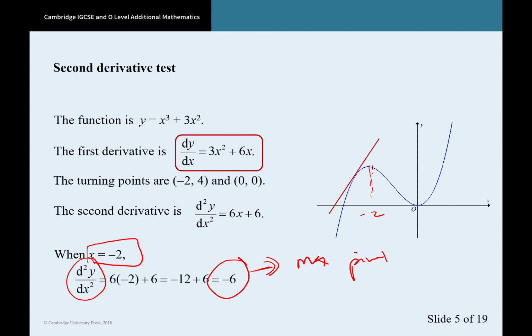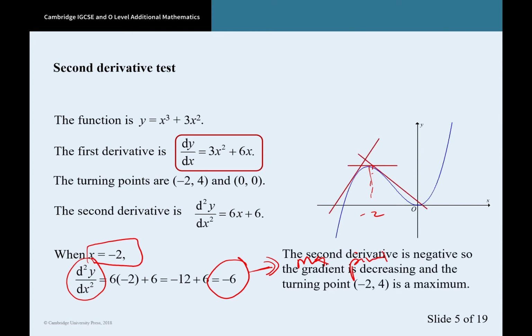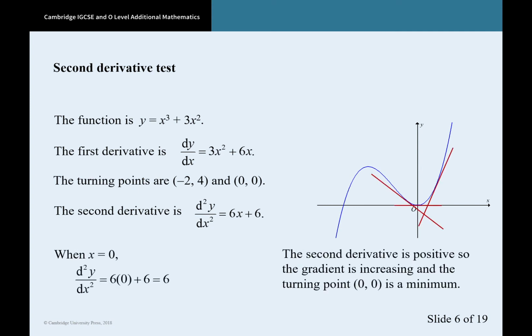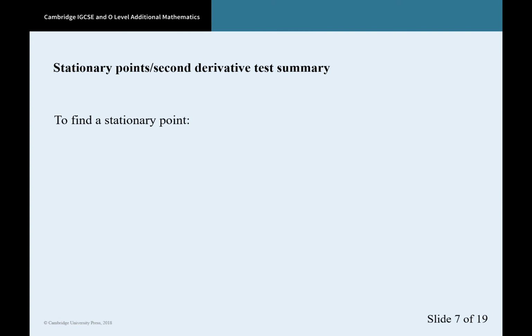Next. See? Maximum. And then check for x equals to 0. Substitute x equals to 0, then you will get the minimum point. And then to find a stationary point, we test the second derivative.